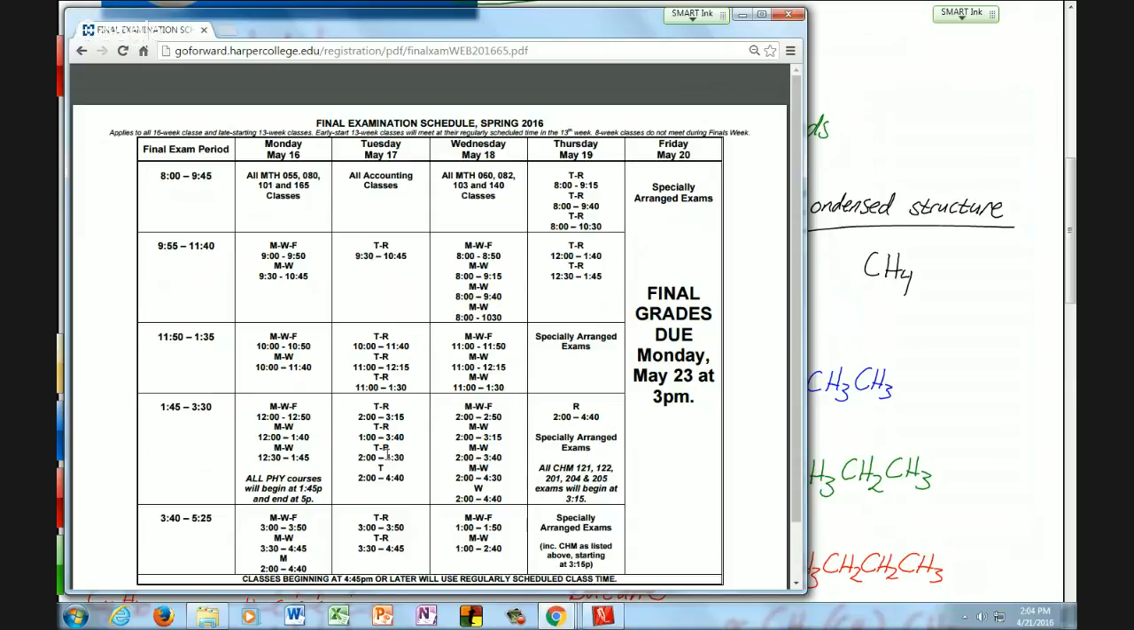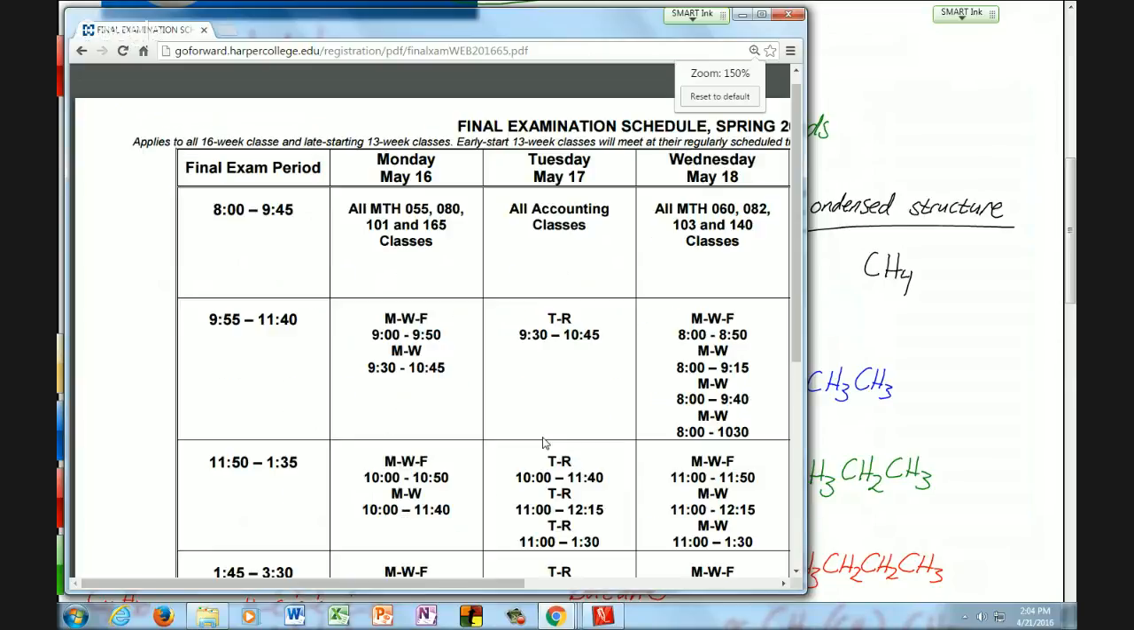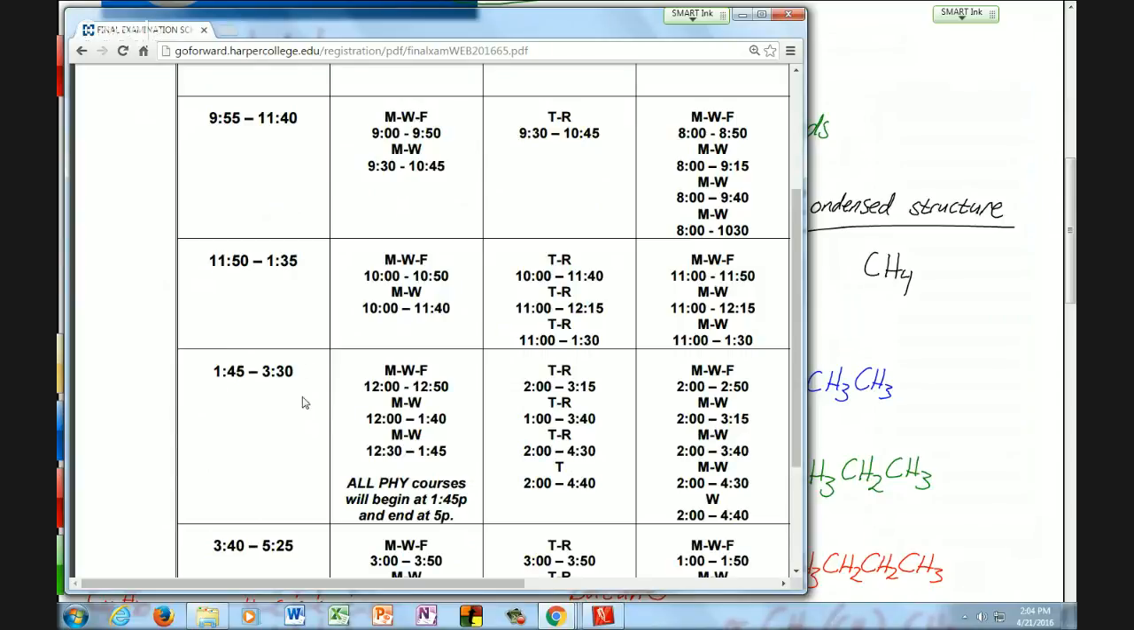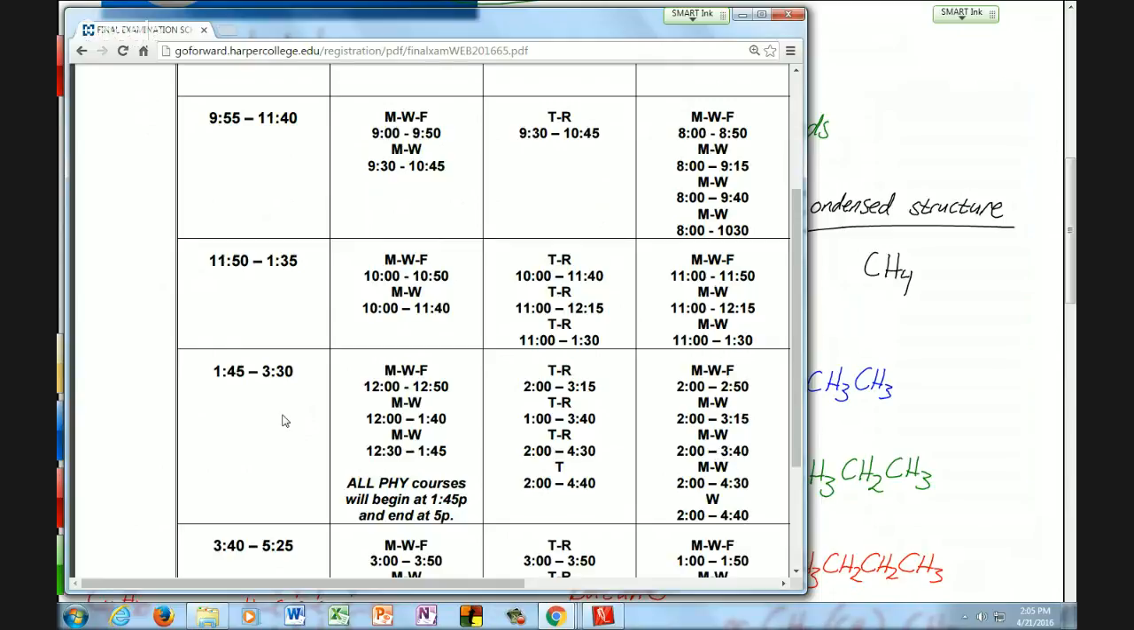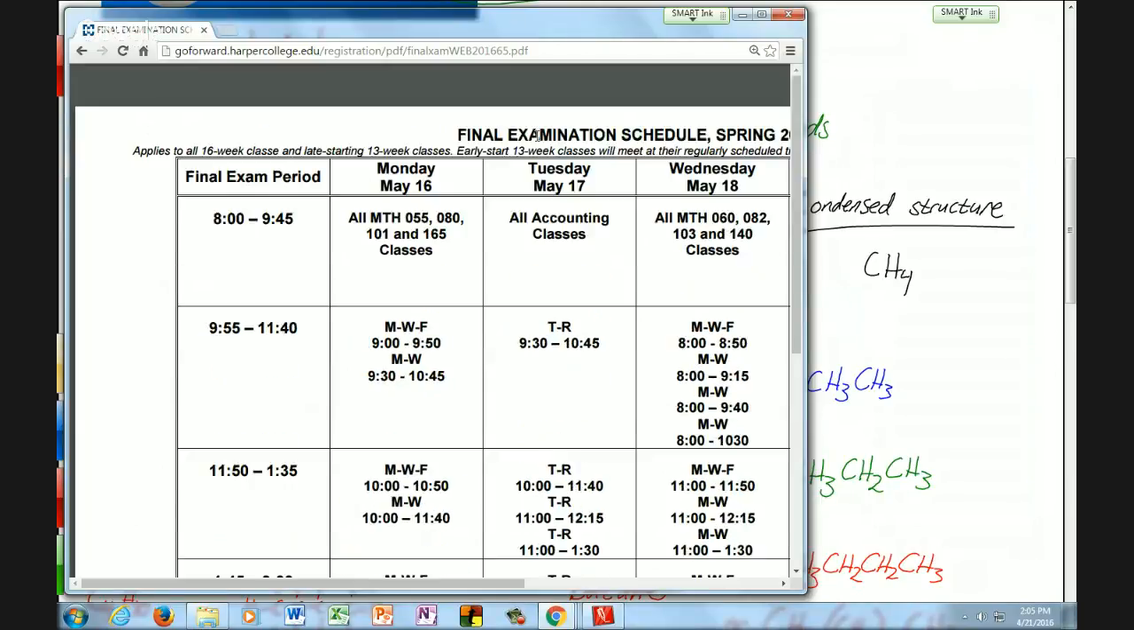I can make this bigger here. So it's Tuesday, May 17th, 1:45 to 3:30. This is the different classes that will be in that period. So since you're in this class, you should not have any conflict with other classes or any other exams being at the same time. And I don't have a room for that yet. It'll probably be upstairs in the lab room or one of the other rooms around there. I'll let you know when we get that. But that will be the final exam. Okay.